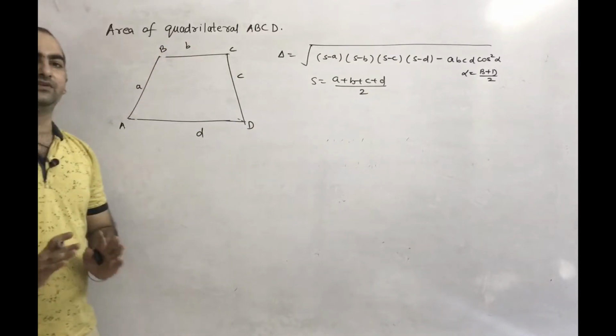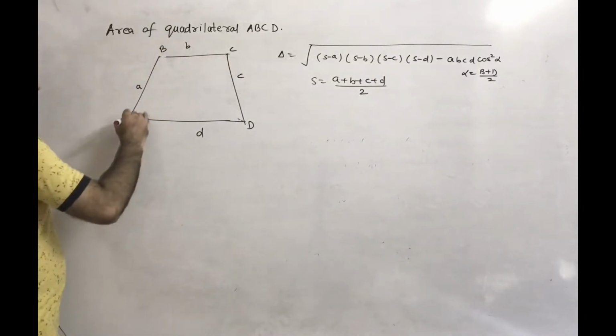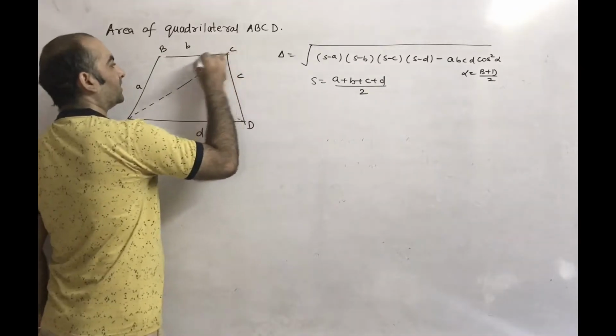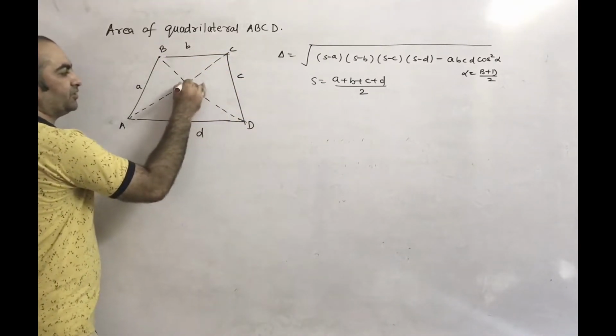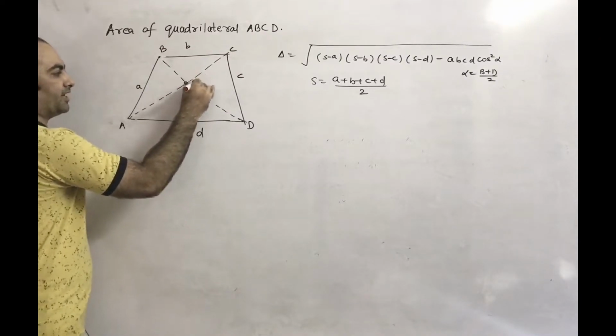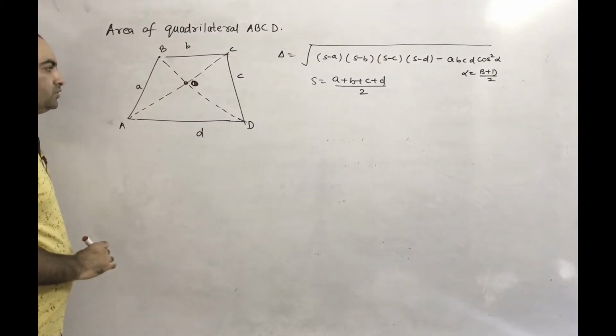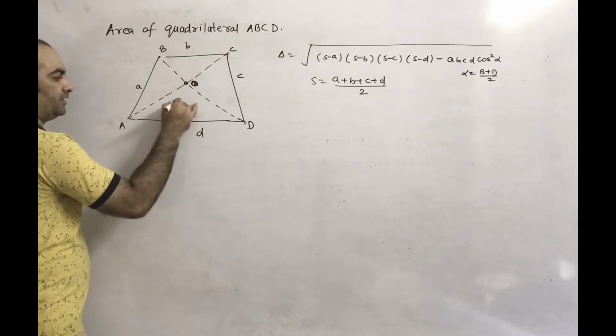Now we are finding another formula. For that, what you will do? We join A with C and B with D. The intersection point of the diagonals is, suppose, O. So here, suppose this one has area delta 1.